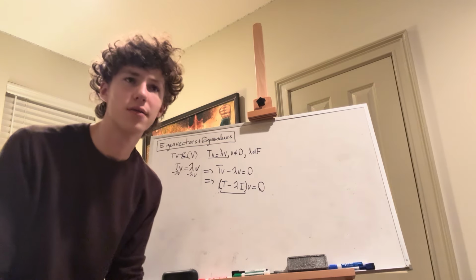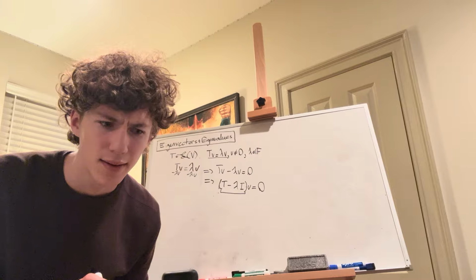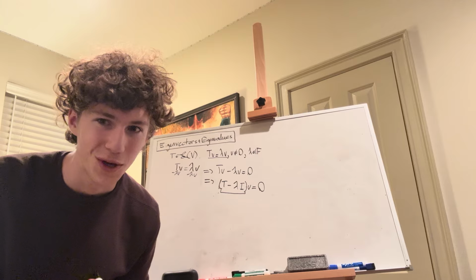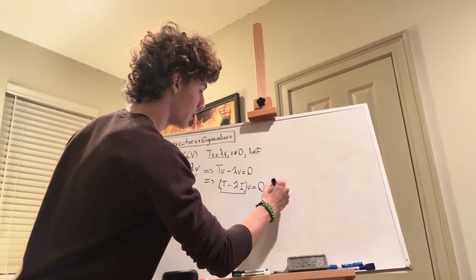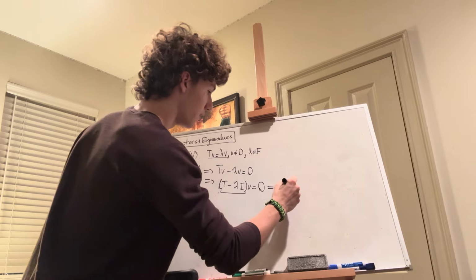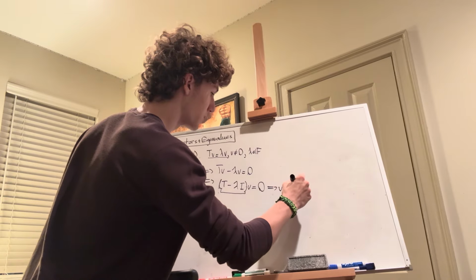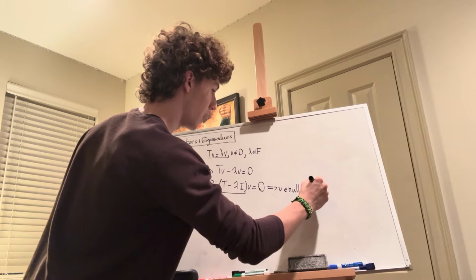What does that remind you of? Well, we talked about range and null space. Which one is it? Well, the linear map is getting mapped to 0, so it's null space. So this means that V is an eigenvector if and only if V is in the null space, the null of T minus lambda I.